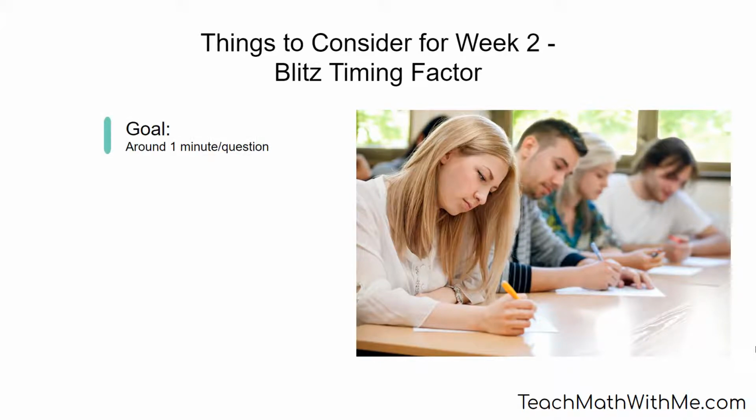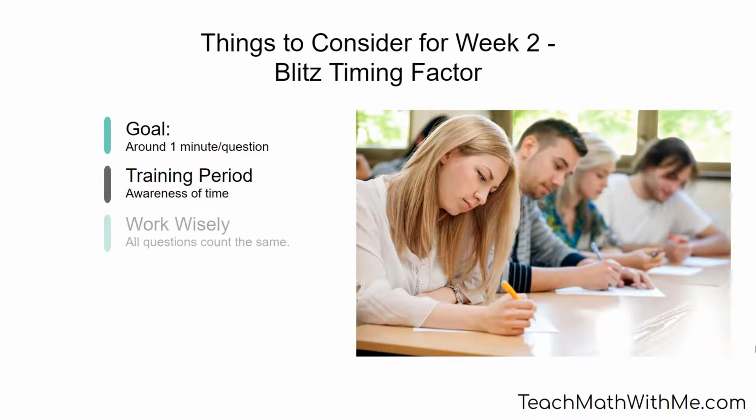In week 2, we're adding a timing factor with your blitz questions. Our goal should be around 1 minute per question. Some questions will take you more time, some questions are going to take less time, so we want all that to average together to around a minute a question. You're in training now, so try to gain an awareness of time as you work these problems. Are you spending too much time on a question? During prep, that's okay. In practice test mode though, I encourage students to time yourselves. See where you stand. Do you need to improve your timing?